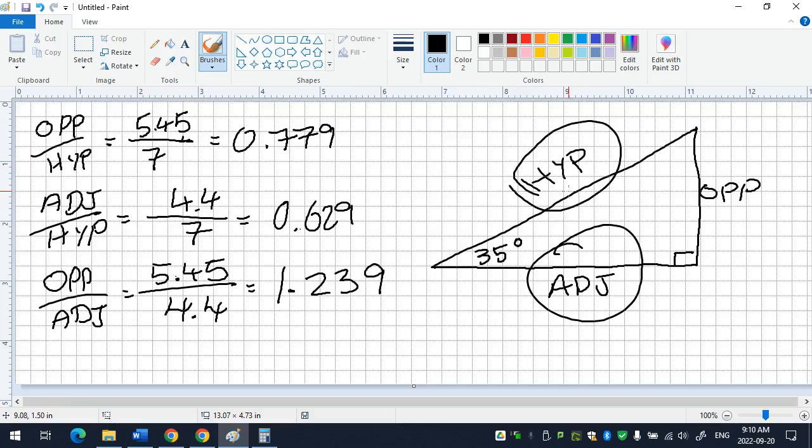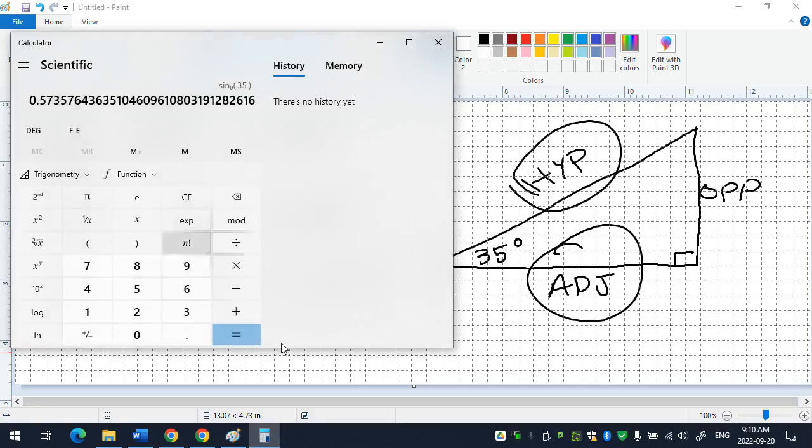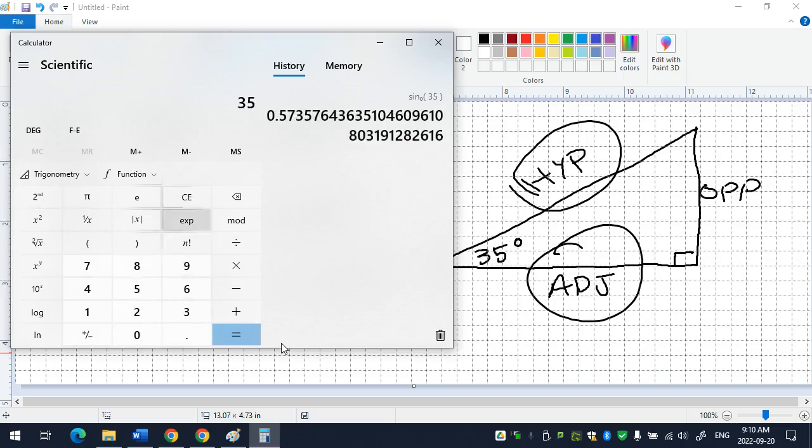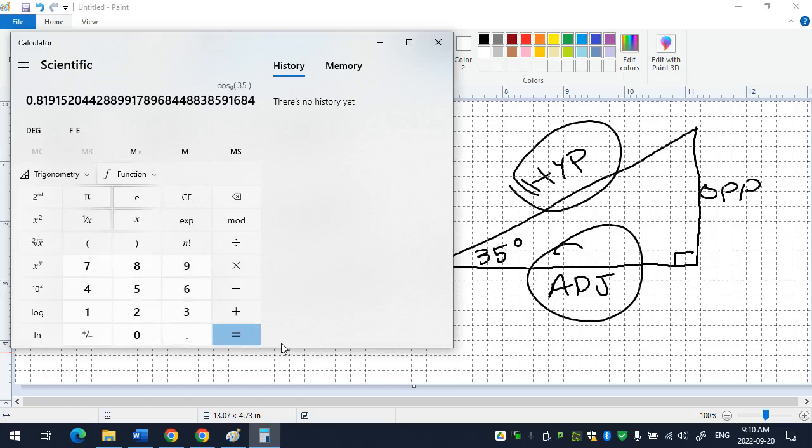Okay, what if I wanted adjacent over hypotenuse, like this one over this one? Which one of the 3 should I use? Cosine, yes. So I will get 35. Oh, my bad. Completely erase. 35, trig, cosine. I know that this guy divided by this guy will give me this decimal, 0.81915, and so on.